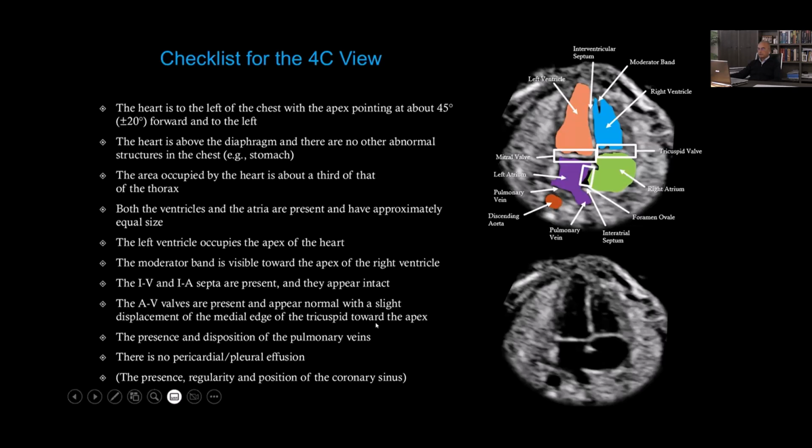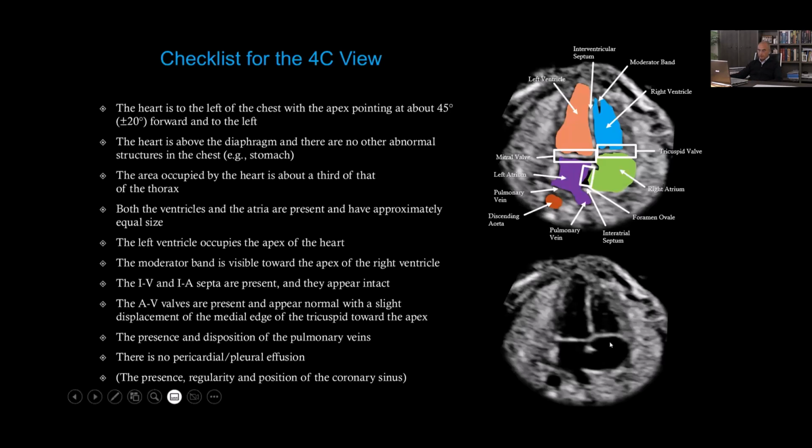The interventricular and interatrial septa are present and they appear intact. The atrioventricular valves are present and they appear normal, with a slight displacement of the medial edge of the tricuspid valve toward the apex. You have to see the presence and disposition of the pulmonary veins, particularly, as I told you, in the longitudinal view, and you have to check that there is no pericardial or pleural effusion. That sometimes is a sign of heart anomalies, but also of general fetal pathology.